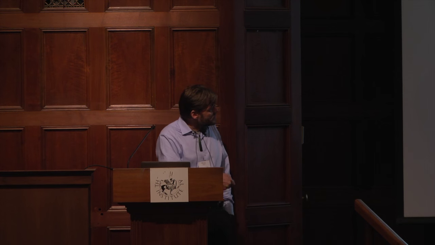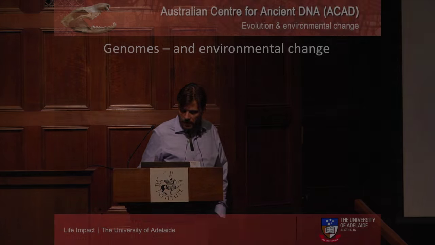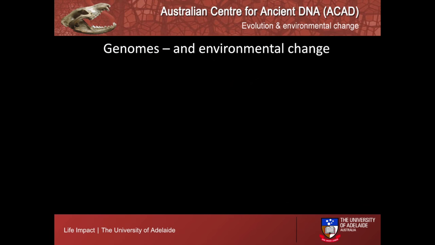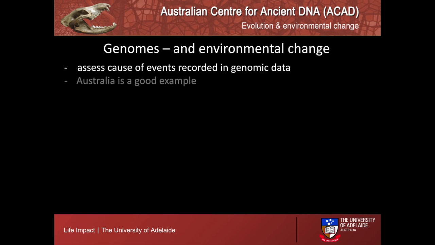So these population sizes become quite important when you start looking at the environmental change and modern consequences. So I think it's very important that we start using this genomic data to look at events that are recorded in it. And Australia, I'll just give you a quick example as to why, is a good example. The amount of diversity seen in these genomes has a very direct modern-day consequence.